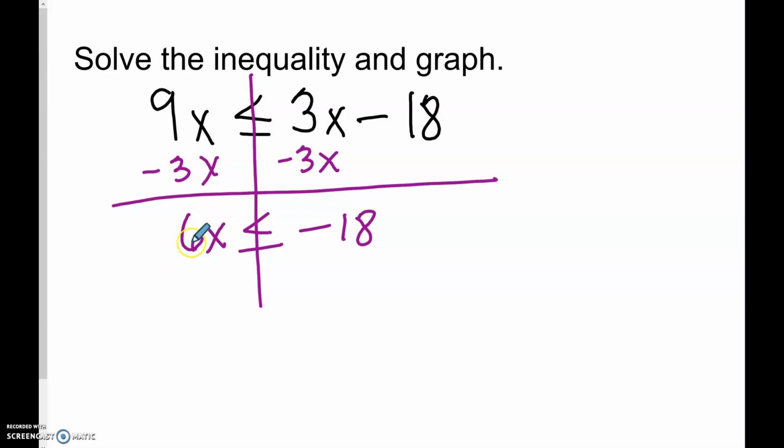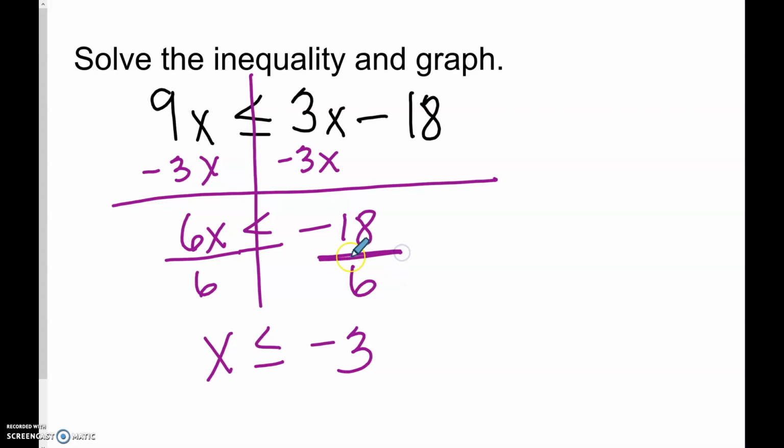So that says 6 times x. The opposite of times is divide. So I'm going to divide both sides by 6. Okay, make sure I have the right symbol here. Negative 18 divided by 6 is a negative 3. Oh, now did I do that right? I do not flip my sign. I divided by a positive 6. So do not flip your sign.